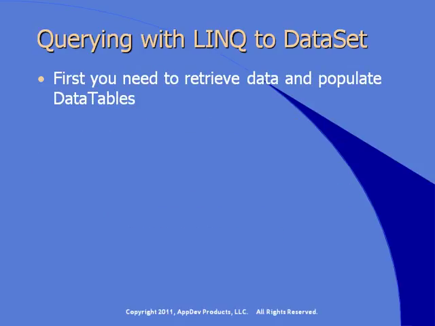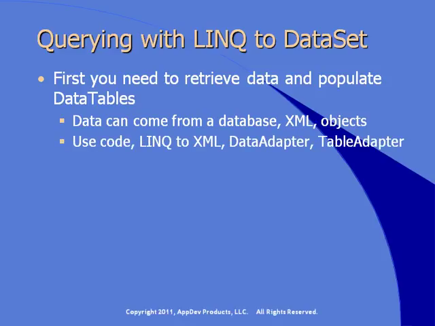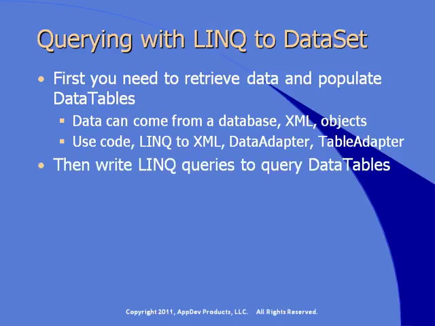So to query with LINQ to DataSet, first you need to retrieve data and populate data tables in the dataset. And the data doesn't have to come from a database. It can come from a database, but it can also come from XML, from objects. And there are a number of ways that you can fill the data tables. You can do it in code. You can use a LINQ to XML query. You can use a data adapter, a table adapter. It really doesn't matter as far as LINQ to DataSet is concerned, because once you have data in the dataset, then you can use LINQ queries to query the data tables.